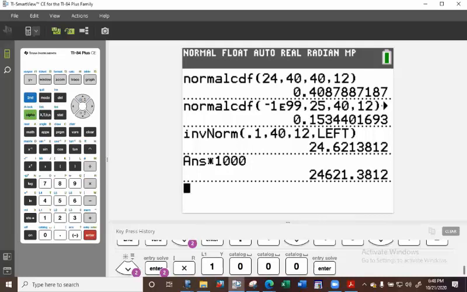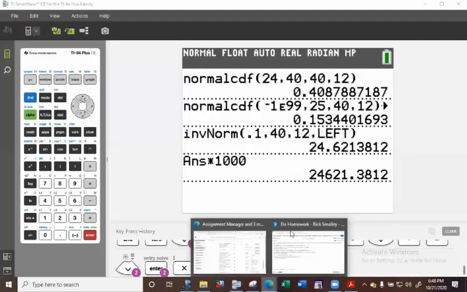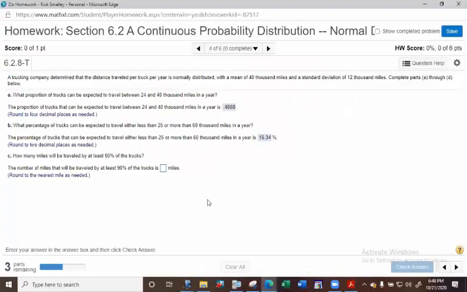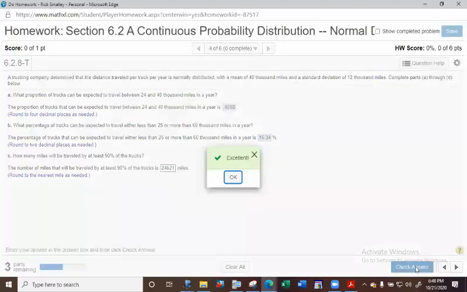So 24621. To get the probability values, I didn't need this to be in thousands, but obviously now it's translating it to how many total miles. So I'm going to go 24621. Excellent.